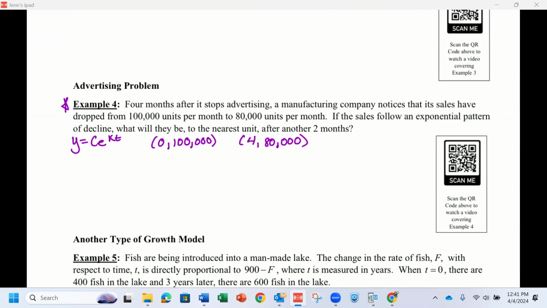If the sales follow an exponential pattern of decline, what will they be to the nearest unit after another 2 months? So I want to find y when what? When t is equal to what? Be careful. It's not 2. It's going to be 6.